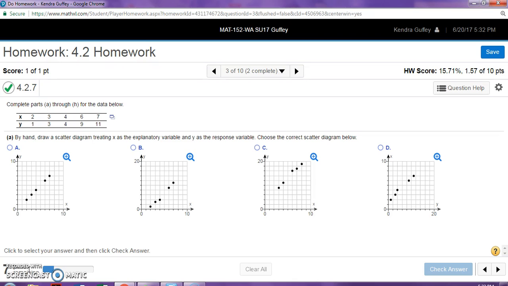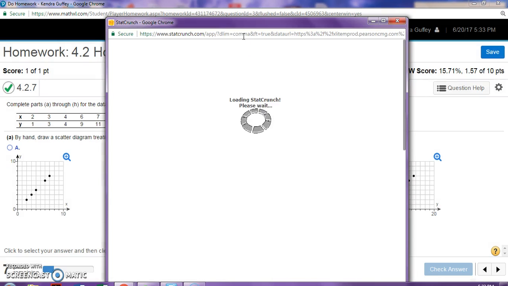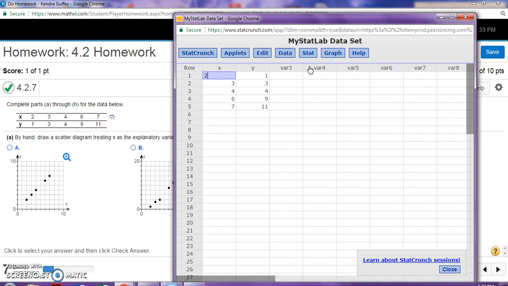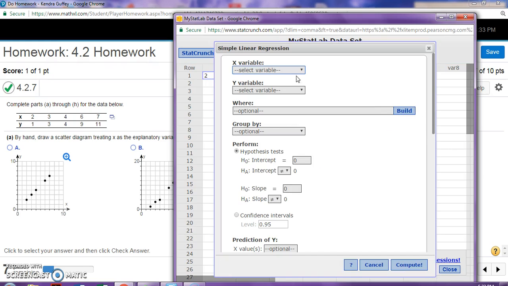It says by hand, but you can use technology. And so I'm going to show you guys how to use StatCrunch. So what you want to do is come up here to the double rectangles and left click on it and then click open in StatCrunch. And you want your pop-up blocker turned off so that your pop-ups are enabled. And then once that is pulled up, you're going to click Stat, Regression, and then Simple Linear.